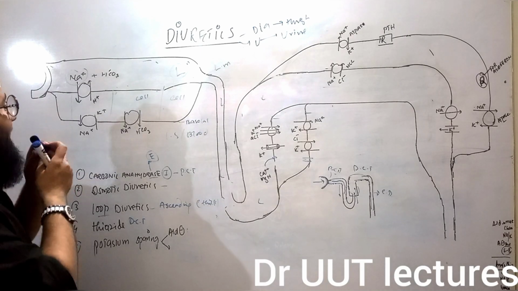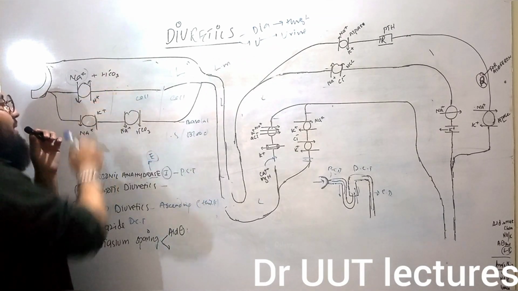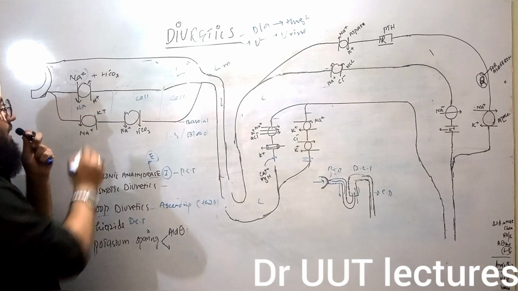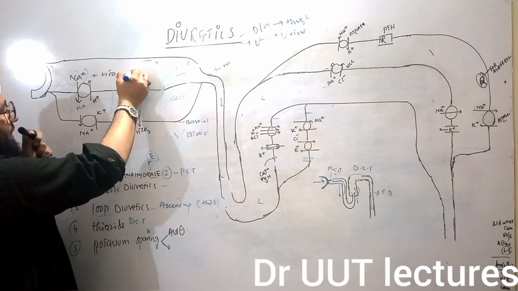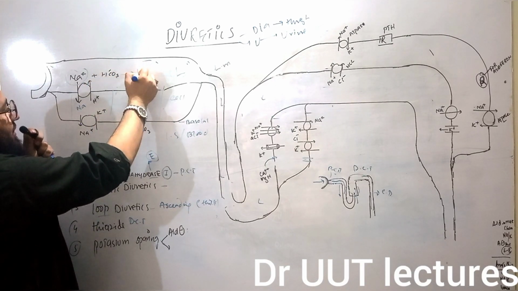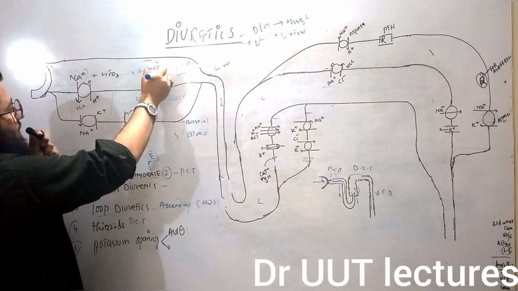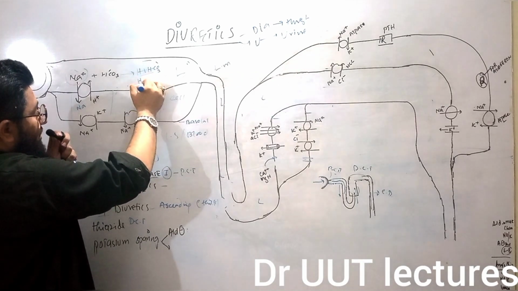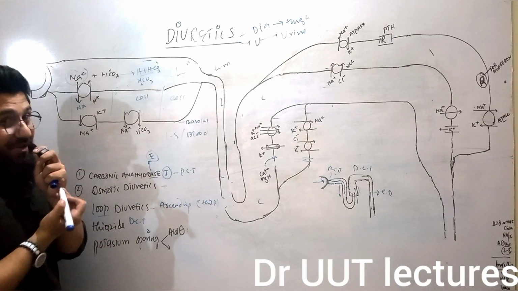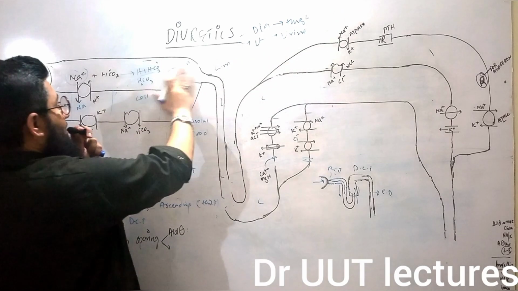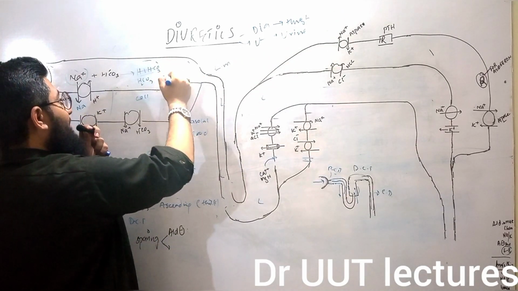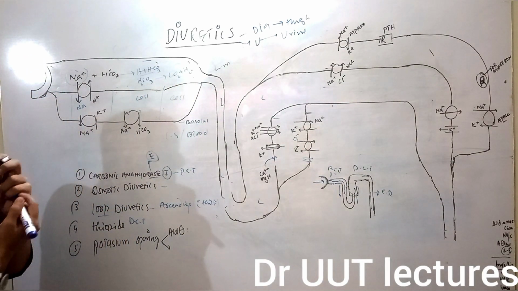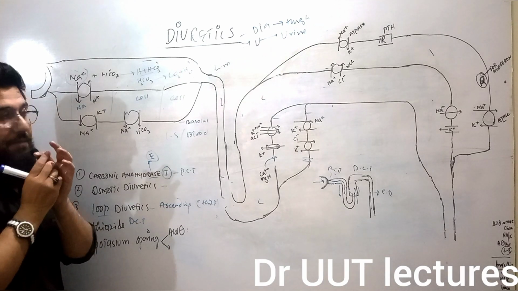So what is happening here? The hydrogen in the lumen will interact with the bicarbonate. As these two interact, what will happen? Hydrogen plus bicarbonate will form H2CO3. You know about this: carbonic acid. Carbonic acid will be formed, which is a very weak acid. What is going to happen in the lumen? It is going to break down into carbon dioxide and water, because a weak acid cannot stay longer.